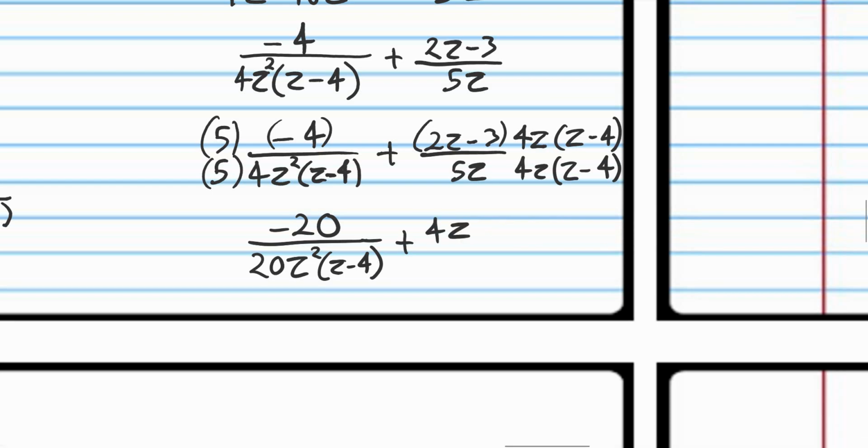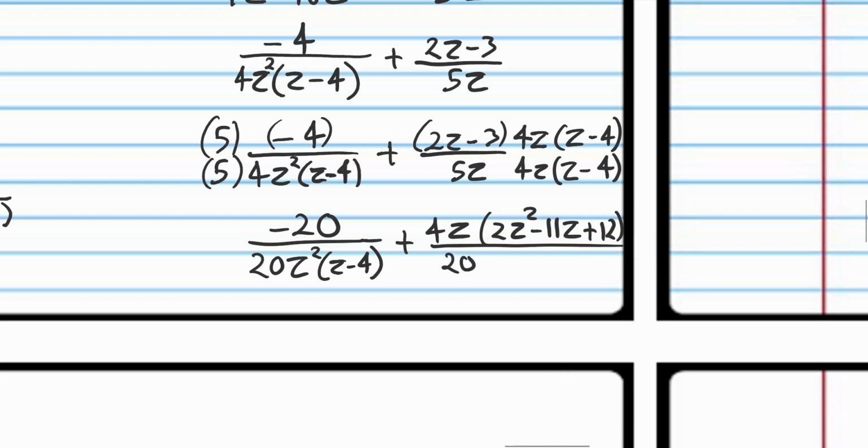So FOIL 2z times z minus 4. 2z times z is 2z squared. And then 2z times -4 is -8z. And z times -3 is -3z. -8z plus -3z is -11z. So hopefully I'm not confusing you there. Don't get confused by that 4z. We're not doing anything with the 4z. And then -3 times -4 is positive 12.